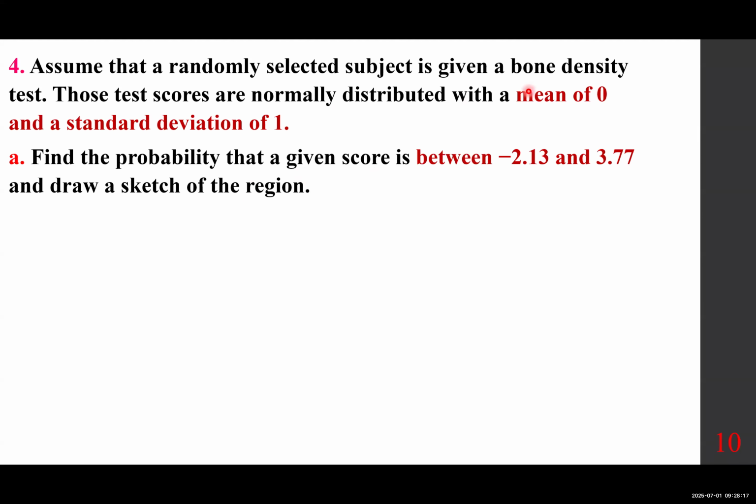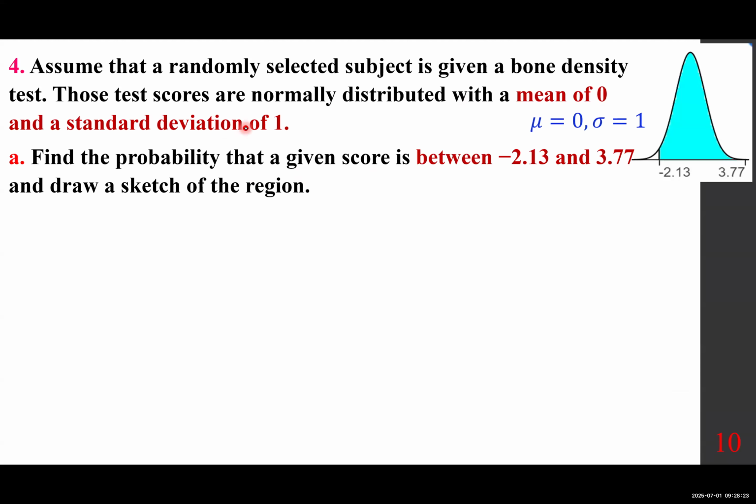So first of all, what is given? Mu is 0 and sigma is 1. That's important to understand. And again, this may not be to scale, but it will help you get the answer. So we want to go from this number, which is negative 2.13, to this number, which is 3.77, and somewhere in between is the mean of 0. So we want the probability between these two numbers, and because mu is 0, sigma is 1, it's a standard normal distribution, we use z. It's important to understand why we use z.